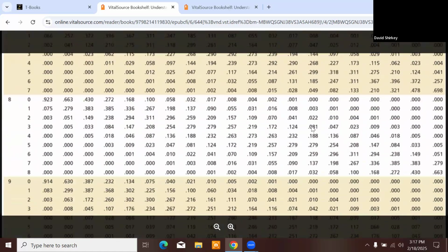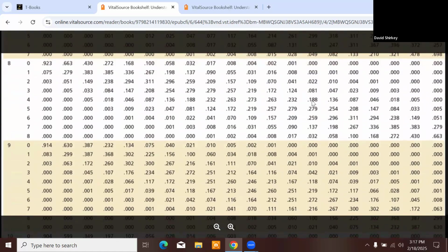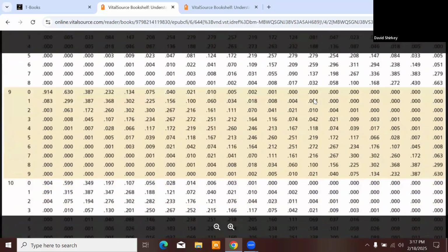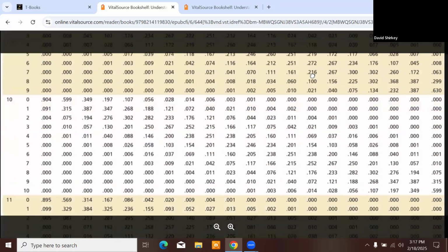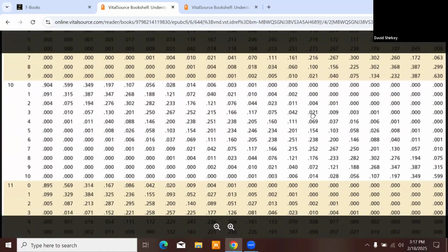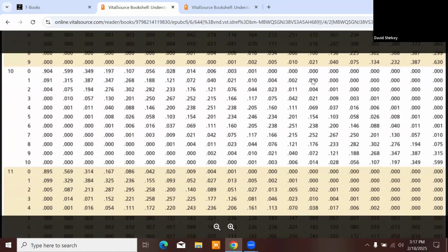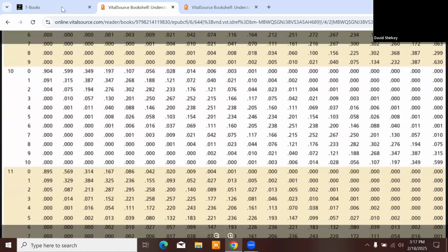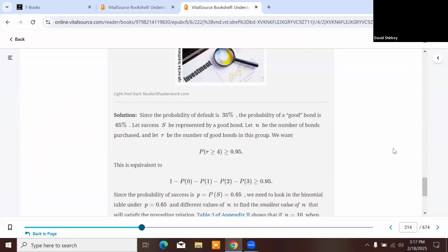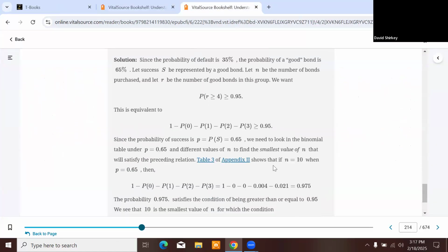So I'm going down this 0.65 probability column, and it works when I get to 10 right here. So here's the probability of 0, 1, 2, and 3. Now let me go back to that other screen that I was just on. So we have 1 minus the probability of 0, minus the probability of 1, minus the probability of 2, minus the probability of 3. We want that to be greater than or equal to 0.95.